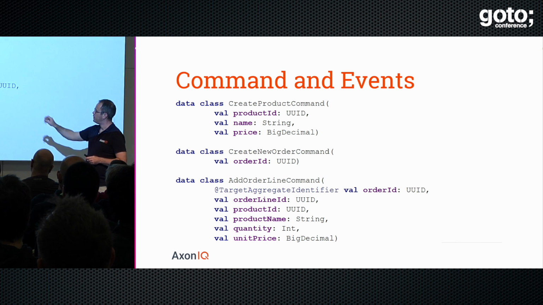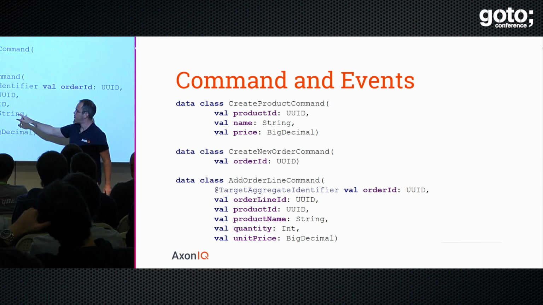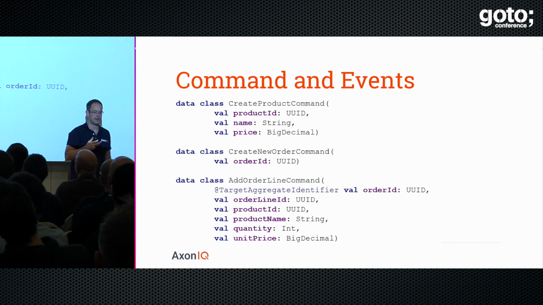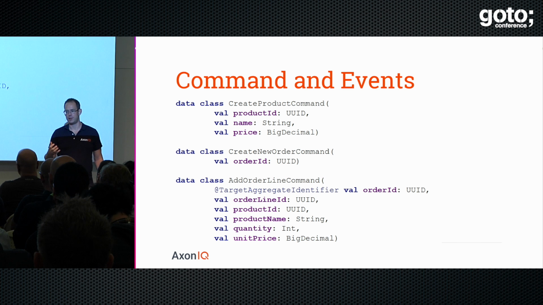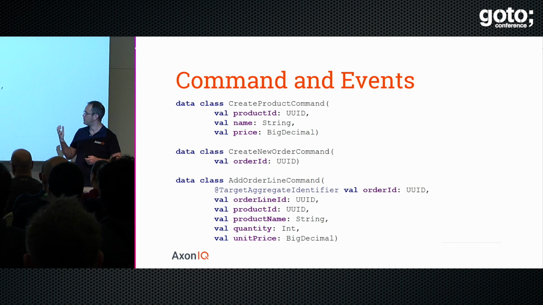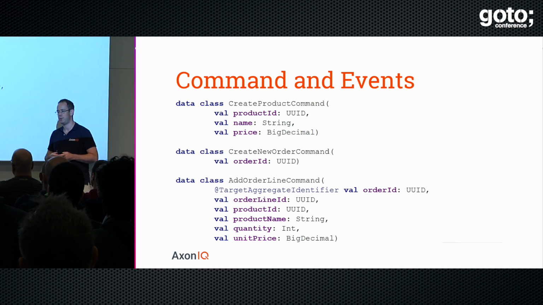Another thing that's relevant to note about this example is that here in this add order line command, we're using this annotation target aggregate identifier. That's the thing that helps Axon to know which aggregate you're targeting with your command. It's not needed when you are creating a new aggregate, because then it doesn't have an ID yet. But of course, if you need to add an order line to an existing order, you need to specify which order it should be processed in.